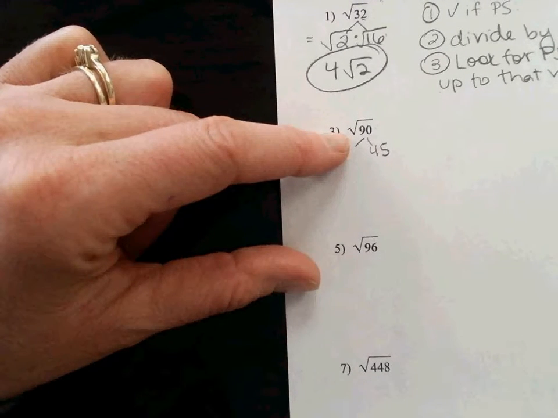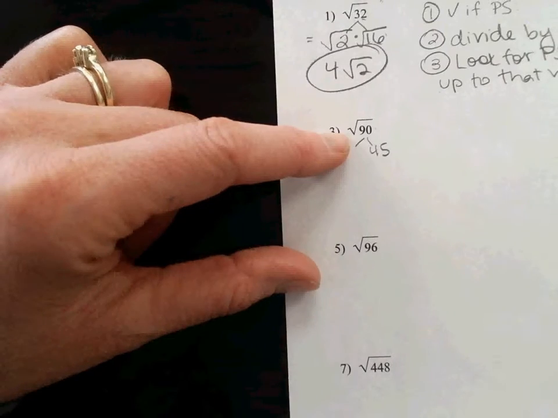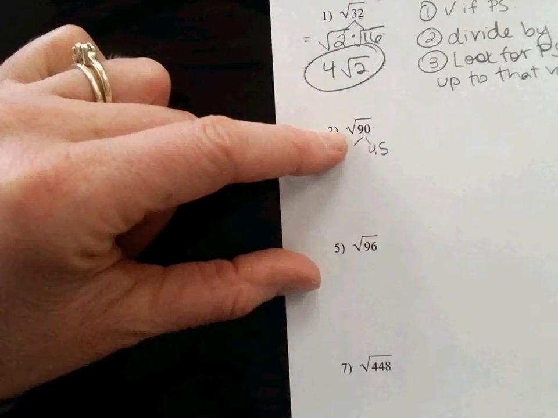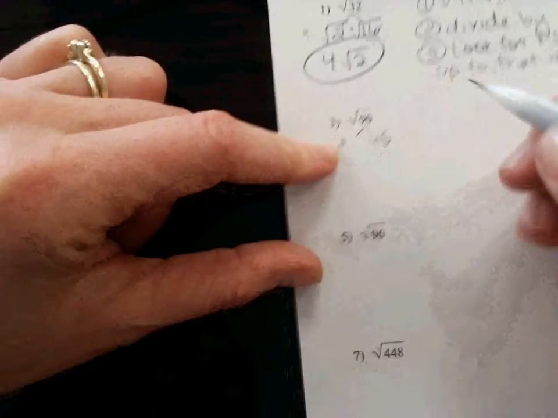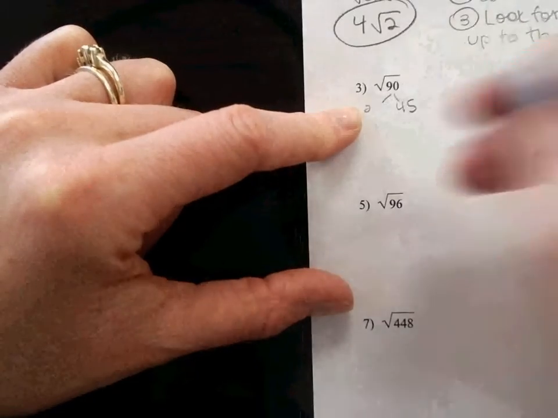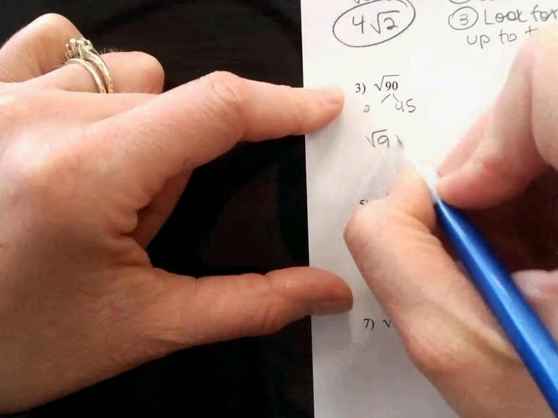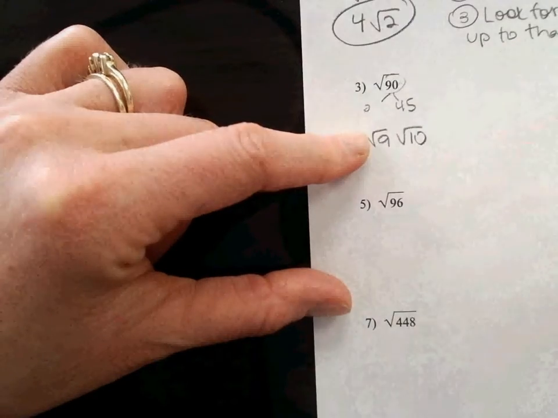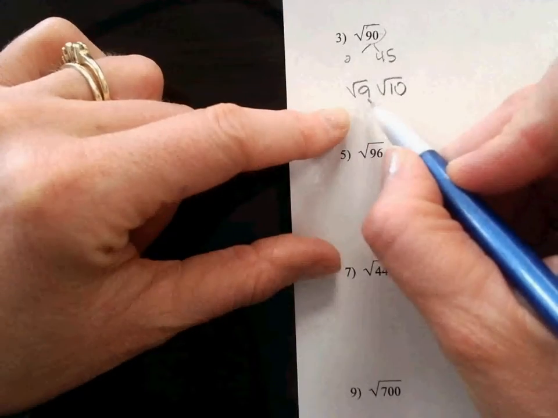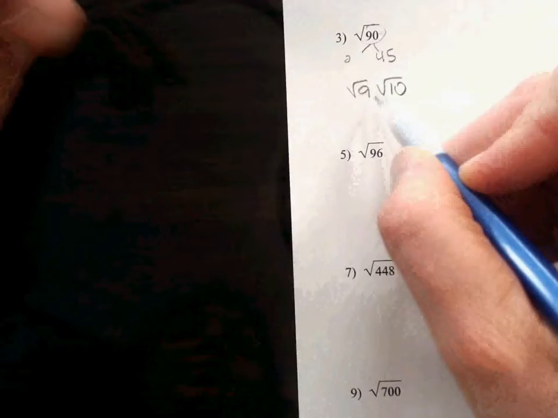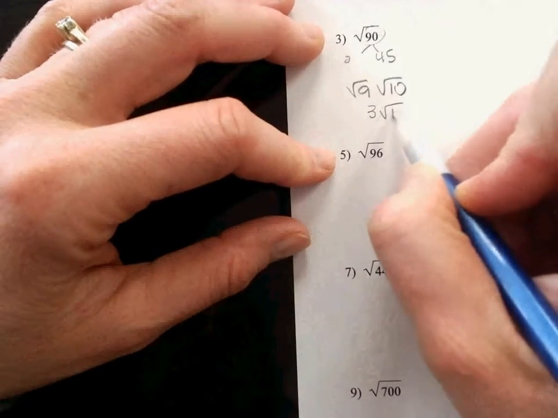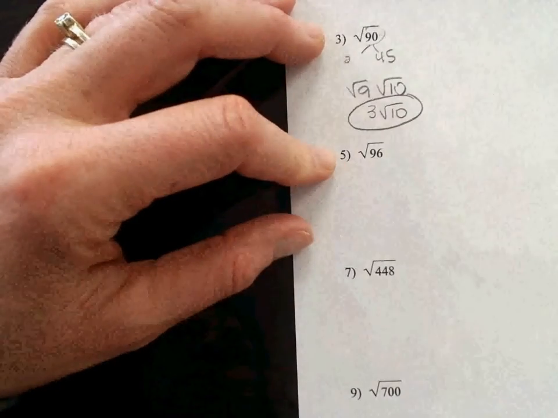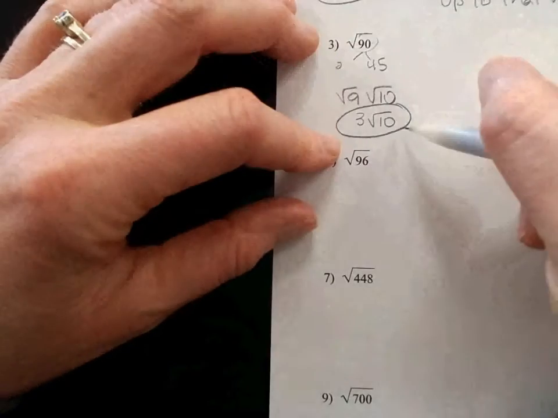16 doesn't go into 90, so then 3 squared is 9. Does 9 go into 90? Yes. So I could write this as square root of 9. 90 divided by 9 is 10. So square root of 9 can be simplified, which is 3. So my simplified version of square root of 90 is 3 radical 10.